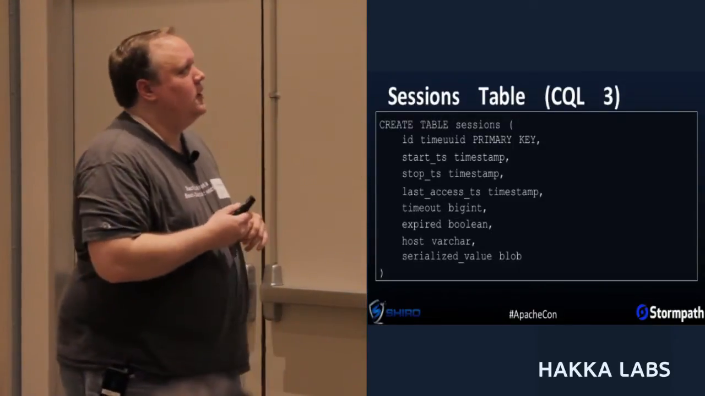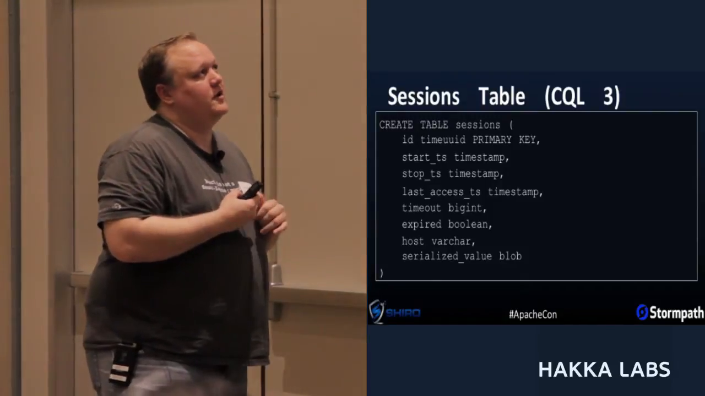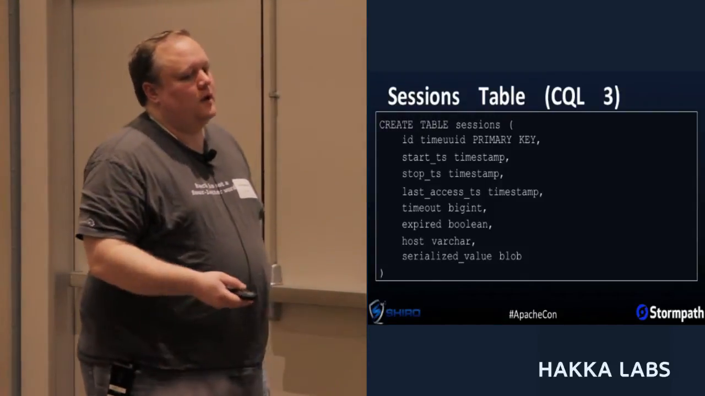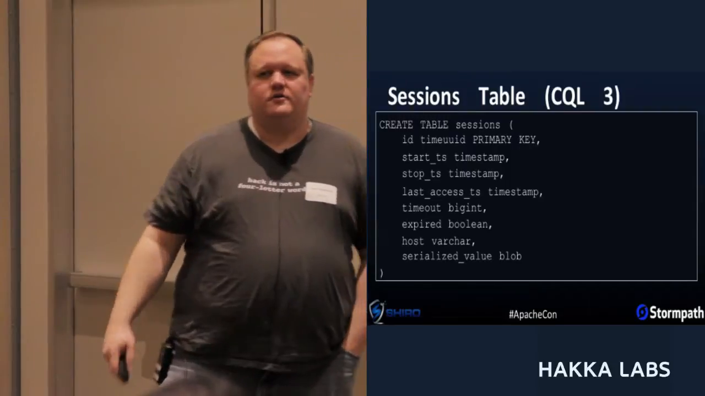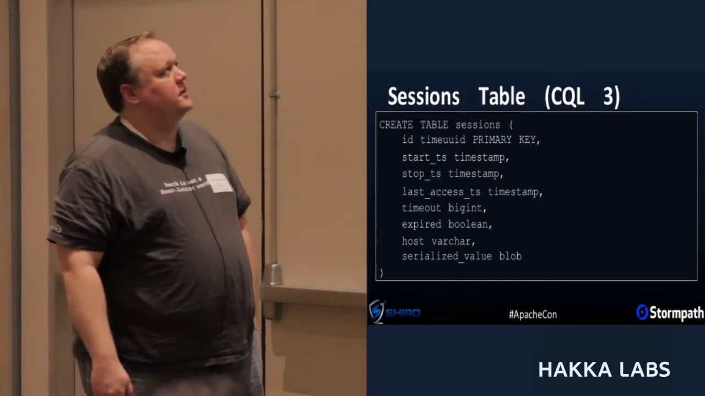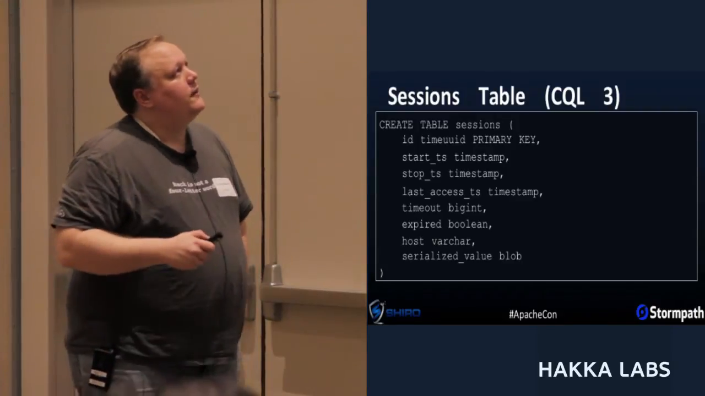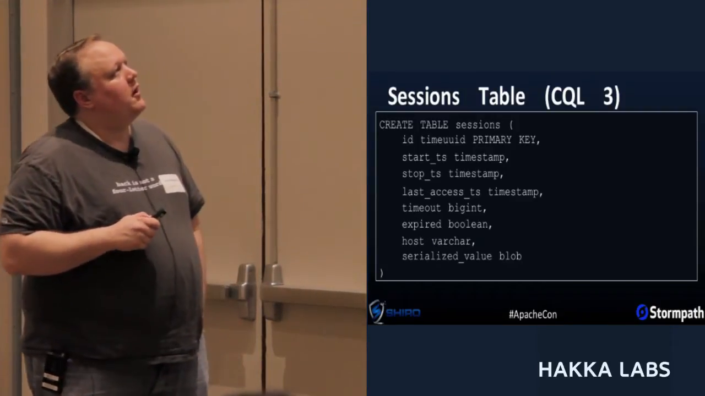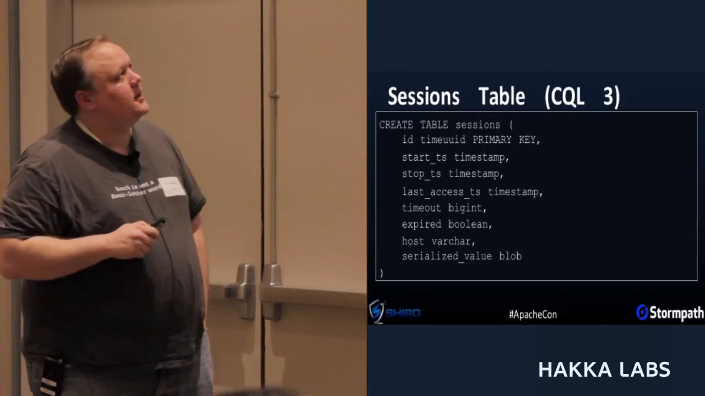Thrift works the same way, but since we're using the Datastax Java driver in our code base, which is on GitHub, and I'll give you guys a link afterwards, we'll stick to CQL3 to define the table. So there's a sessions table, there's a primary key, which is a time UUID in this case.